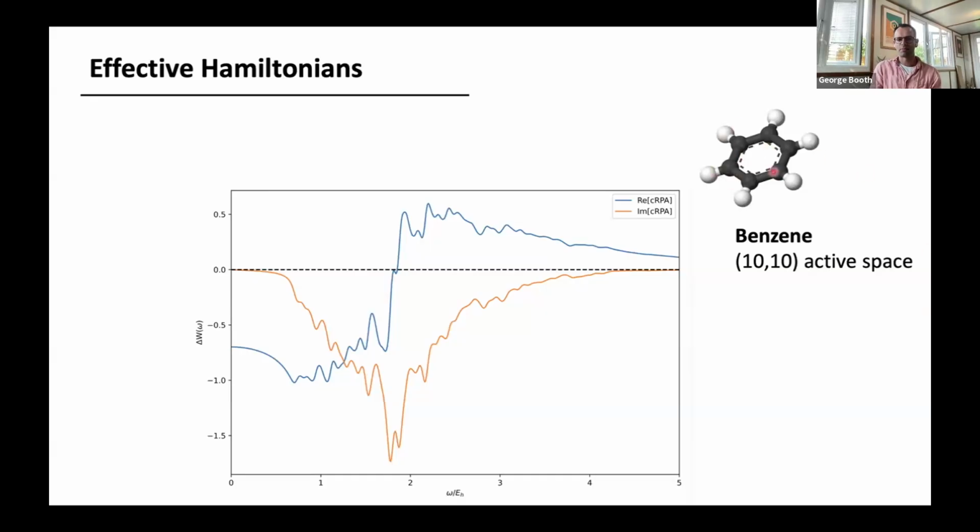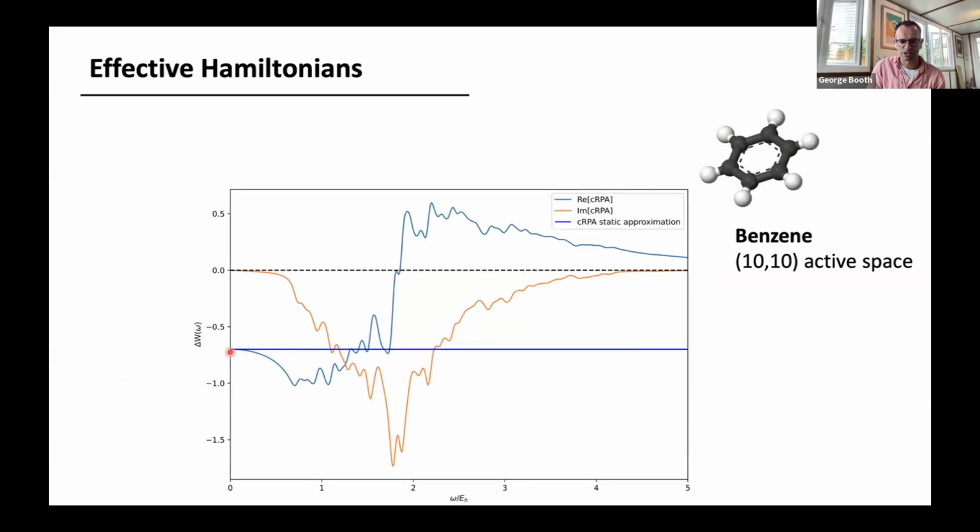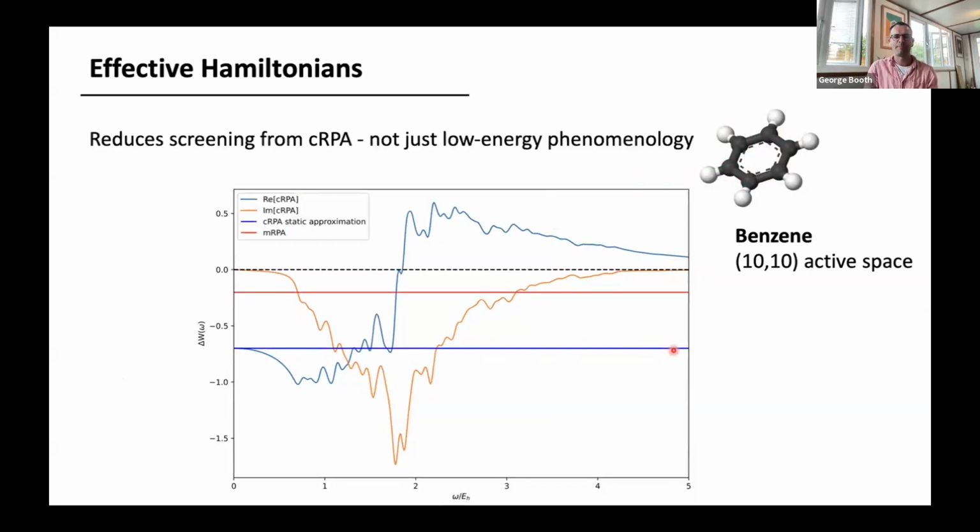This is again the example of benzene downfolding into a low-energy subspace. This is the dynamical effective interaction from the RPA. If you take the static limit, you just get this. If you take this mRPA effective interaction, it's somewhat less screened than just taking the static limit, because all it's trying to do is reproduce the instantaneous part of the density response, not just the low-energy limit of the screened interaction.